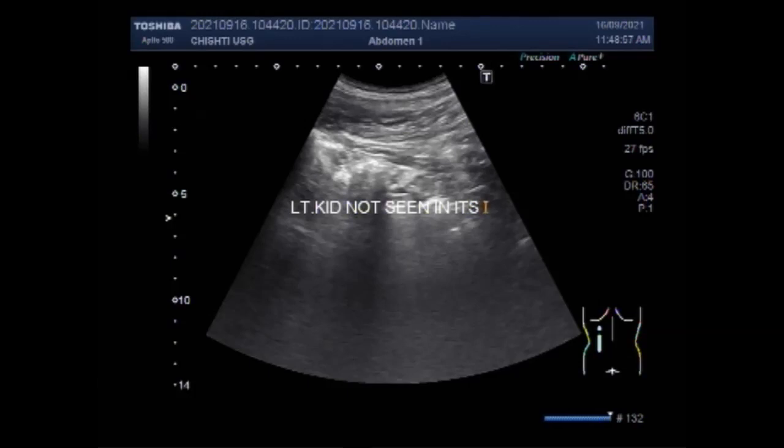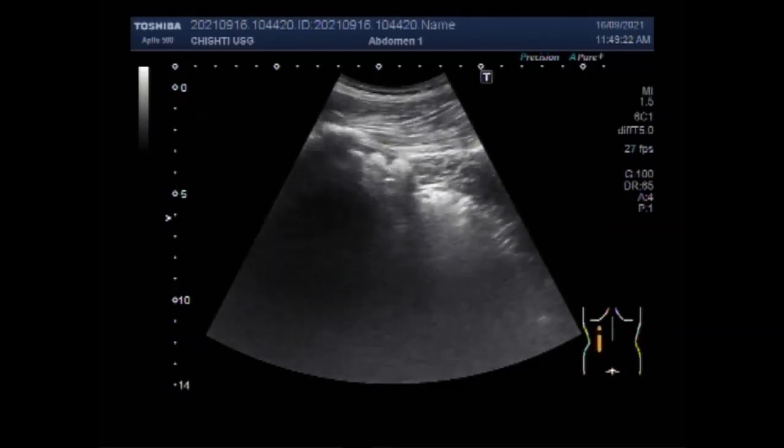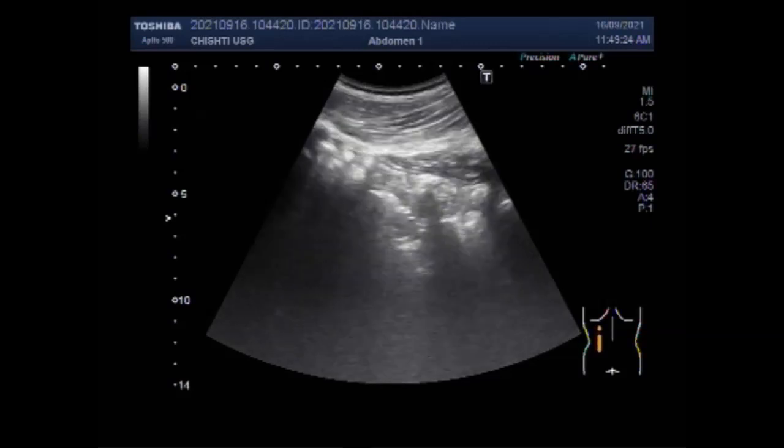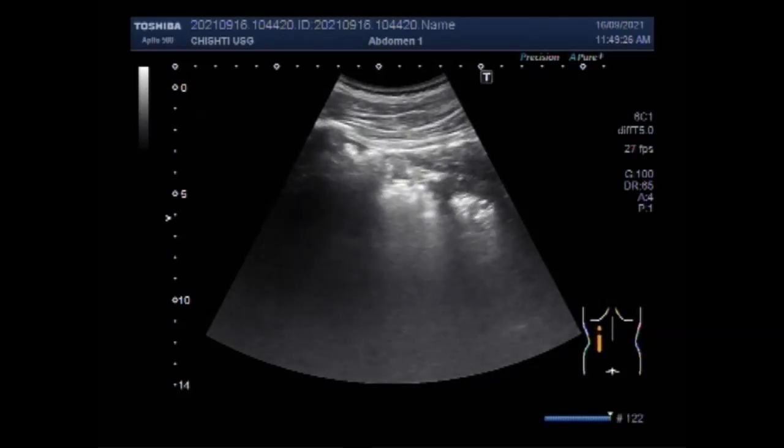Now this is the normal anatomical position of the left kidney, and the left kidney is missing from this position and lies in the left pelvic cavity. During normal embryological development, there is cephalic migration of the kidney to its normal retroperitoneal location, and an ectopic location is a result of arrested migration.